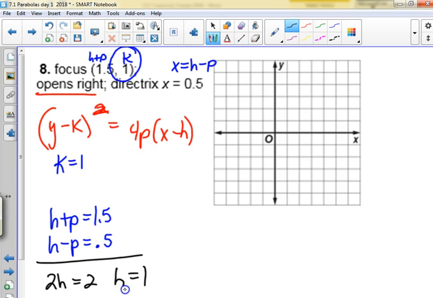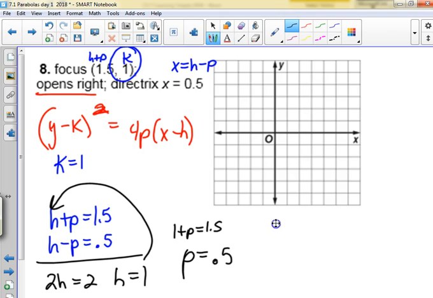Oh, wait, I already know h. No, I wanted both h and p. So what's p have to be? If I put that back in there, I get 1 plus p equals 1.5, so p is 0.5. Okay, can you write the equation now? Y minus, what was k? 1 squared equals 4p. What's 4 times 1/2? 2 times x minus h, which is 1.